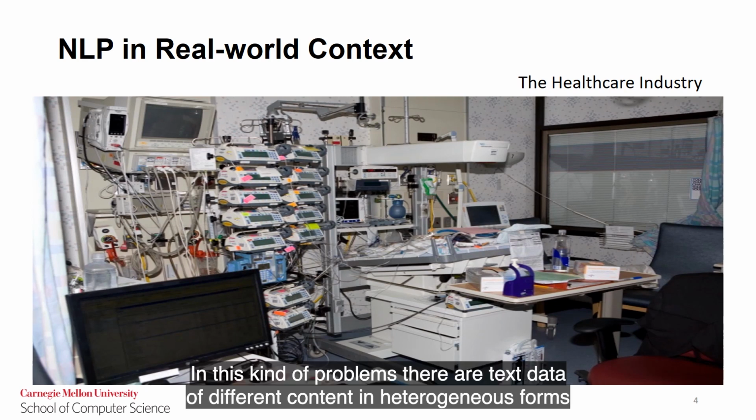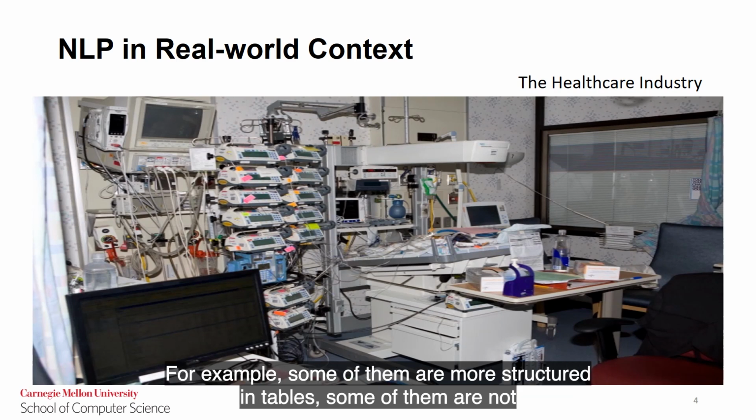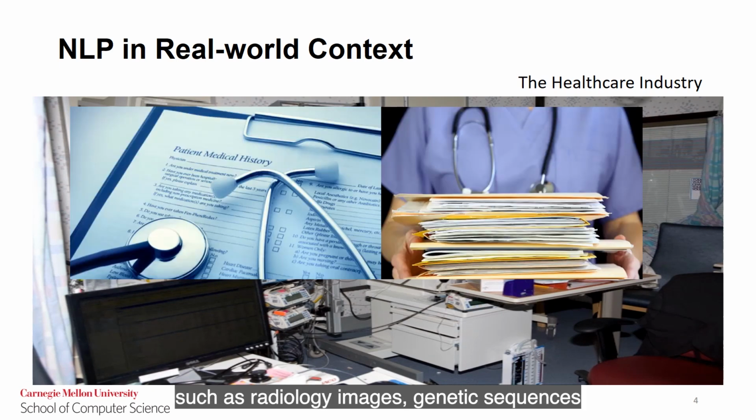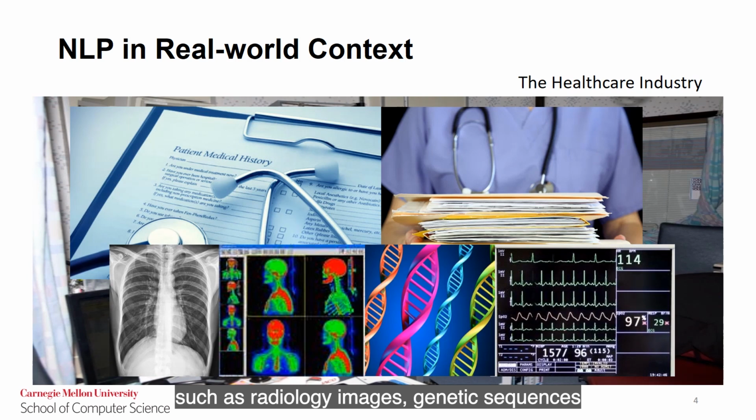In this kind of problem, there is text data of different content in heterogeneous forms. For example, some of them are more structured in tables, some of them are not. Naturally, there are also other signals beyond text, such as radiology images and genetic sequences.